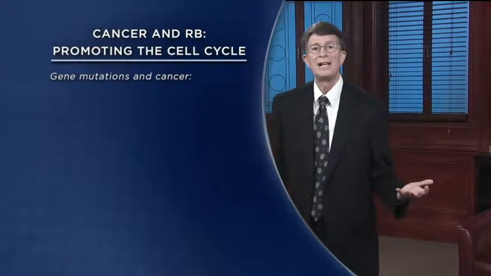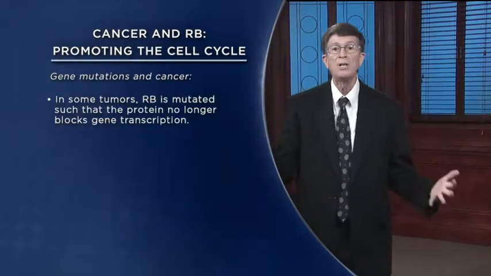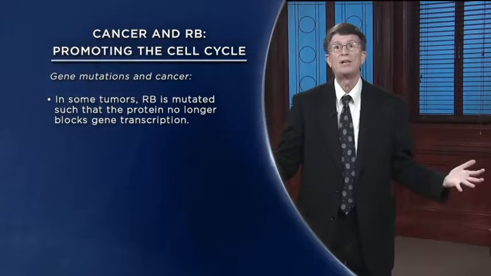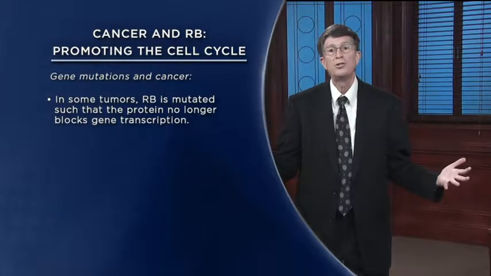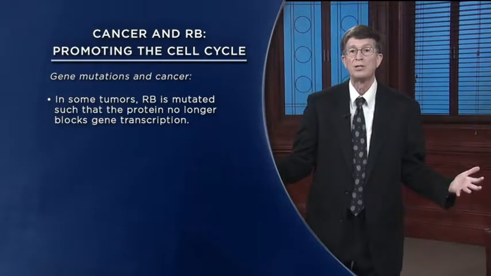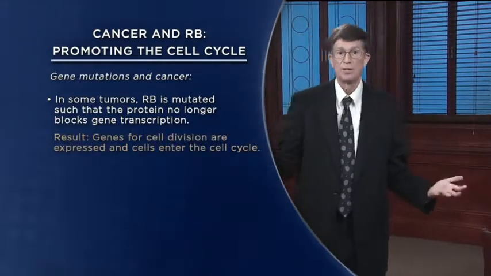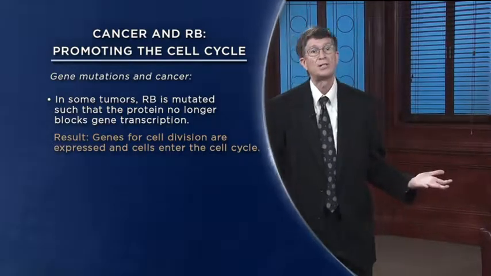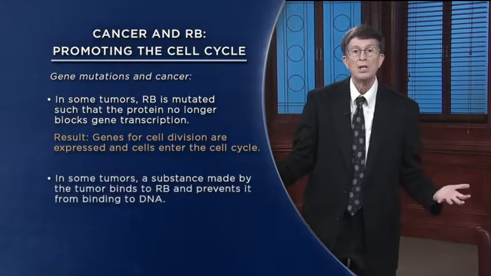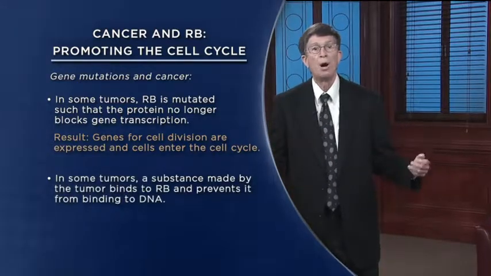Gene mutations in cancer. In some tumors, RB is mutated such that it doesn't go in the nucleus. It just sits out there, and it doesn't block the expression of genes involved with cell division. The result? Genes for cell division are expressed, and the cells go into the cell cycle repeatedly, repeatedly, repeatedly. No control.